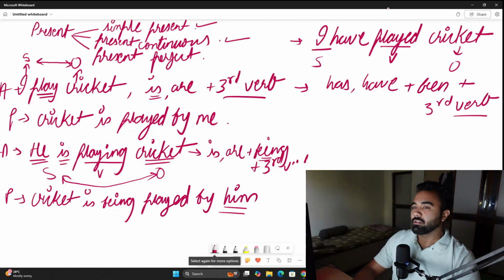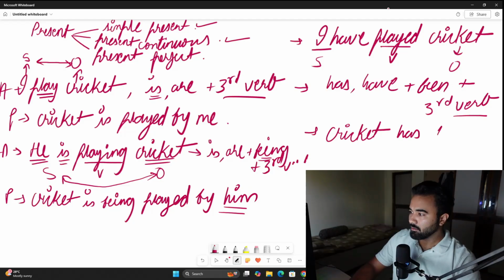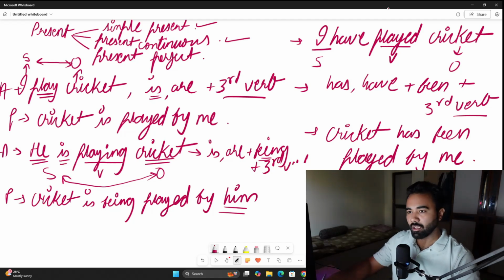Yes, so now since this sentence is in present perfect, I need to transform this active voice into a passive voice, and the formula is has, have plus been plus third verb. So cricket has been played by me.